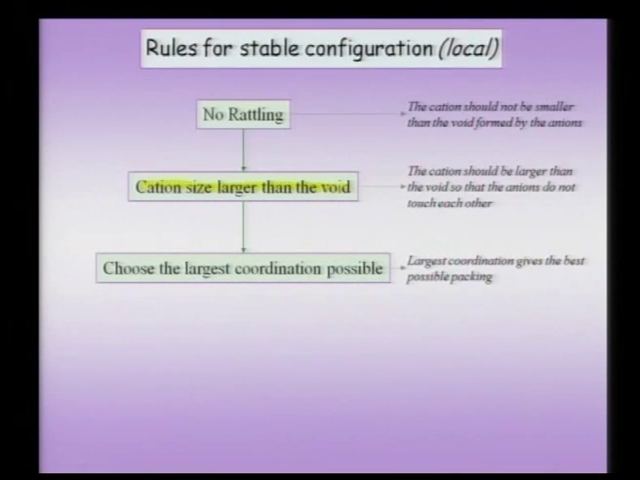Now, the rule that the cation should be larger than the void tells you the lower limit for the void size. Consistent with this, I also need to choose the largest coordination number possible. That means I have maximum screening of the charge. That means my cation is now surrounded by as many anions as possible, which is consistent with this void rule.